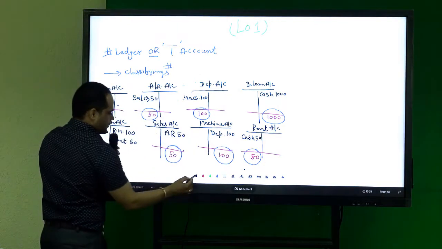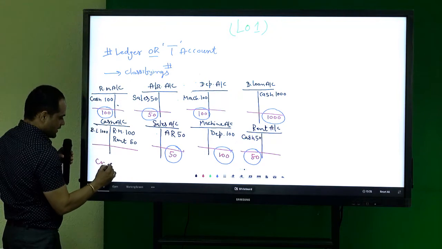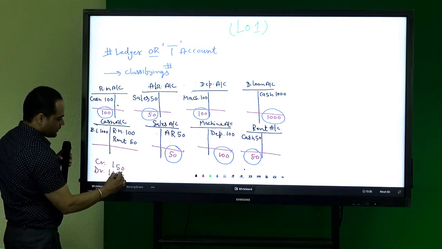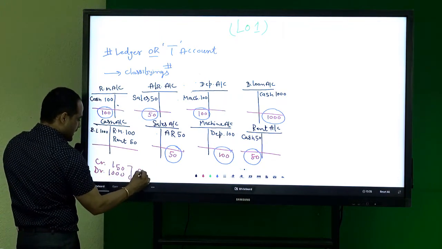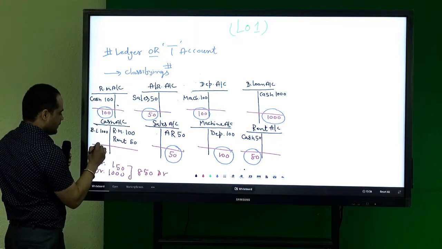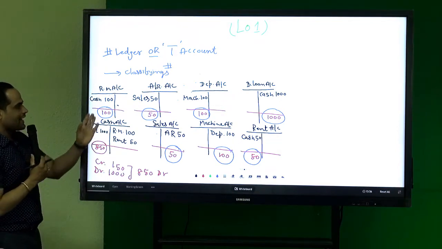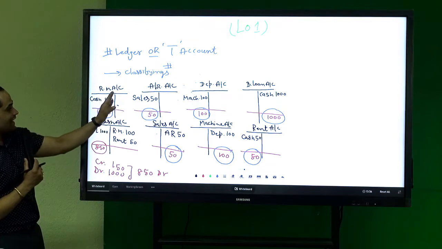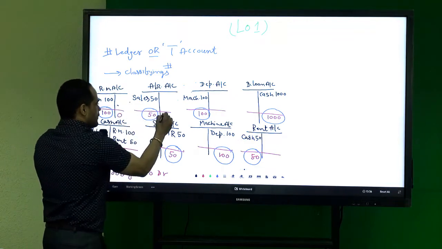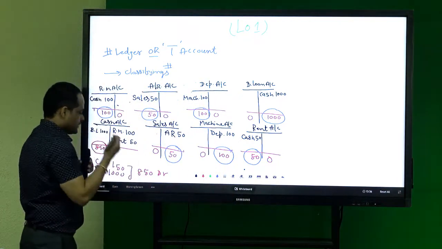Now we check for cash. Look, credit balance is 150. Debit is 1,000. So that means 850 debit balance. So I'll write down here, 850 is a debit balance, or whichever is the higher side. So let's say this side is 0, this side 100, so debit balance. This side 0, you can write 0 if you want.